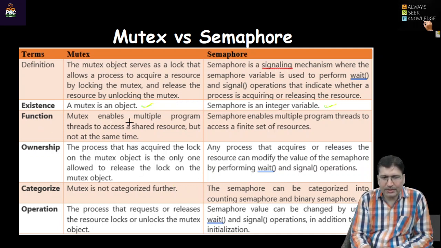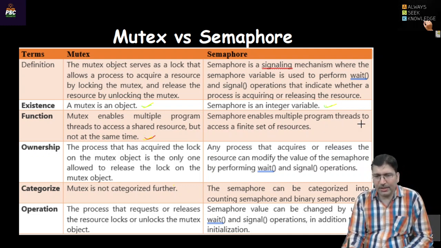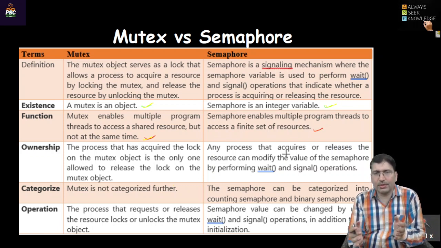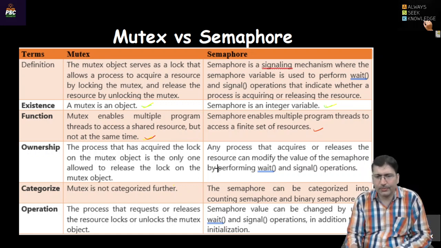Then the mutex enables multiple programs or threads to access a shared resource, but not at the same time. So it ensures mutual exclusion. Okay. Semaphore enables multiple programs or threads to access a finite set of resources. So if there are n number of resources, we can set the semaphore and start applying the wait operation. Once the semaphore becomes 0, no further wait can be applied, right?